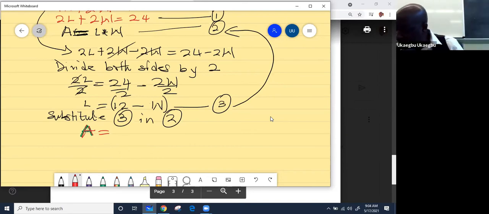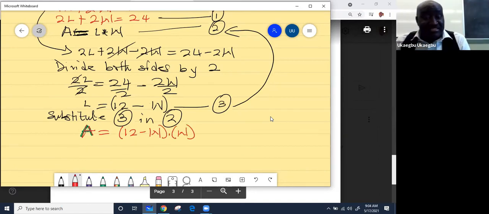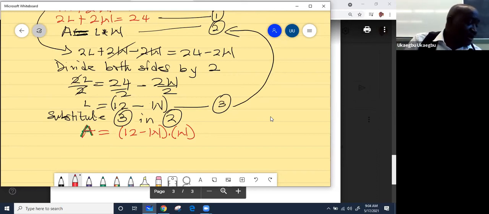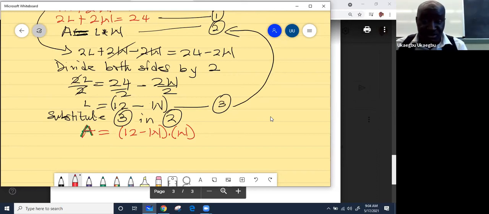He said we should just write 12 minus W multiplied by W. And that's correct. So that's a proper substitution right there. So now what do we do next? Can we expand it? Yes or no? Can we expand the right-hand side?